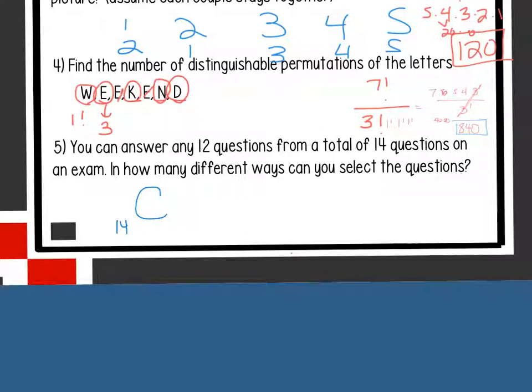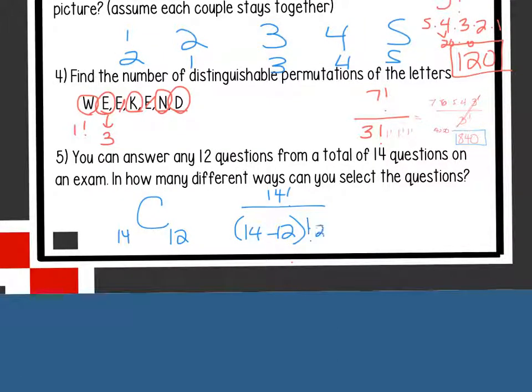N would be 14. R would be 12. So I do 14 factorial over 14 minus 12 factorial times 12 factorial. Working ahead in my head. 14 over 2, times 12. So 14 is 14 times 13 times 12 factorial. The 12 factorial cancels. 14 divided by 2 is 7, and 7 times 13 is 91. Questions on that one?